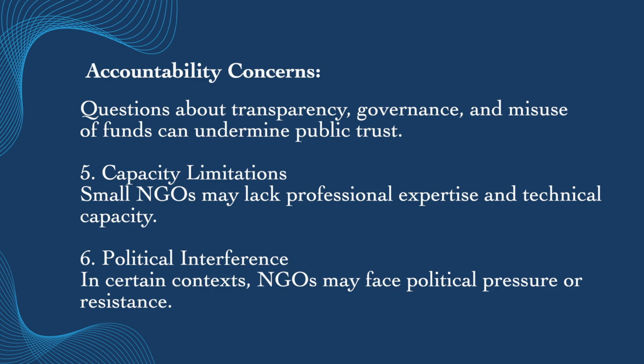Then there are capacity limitations. For example, small NGOs may lack professional expertise and technical capacity. So that is also there. Though there are multiple NGOs, small NGOs are unable to fulfill their goals because either they do not have adequate financial resources, or they lack professional expertise or technical capacity, and so on and so forth. And this acts as a constraint for them.